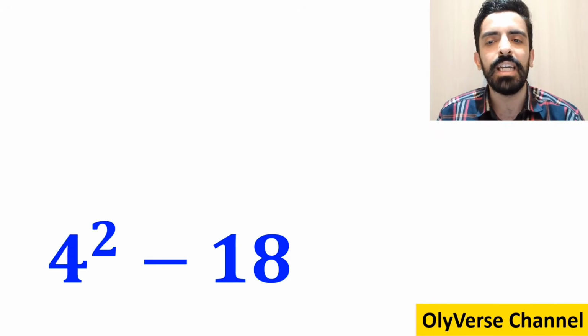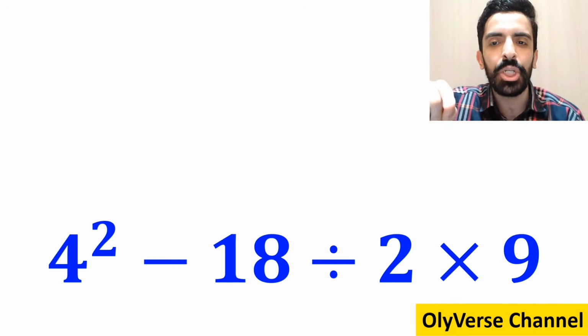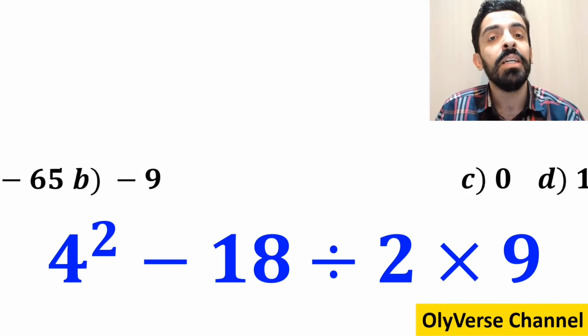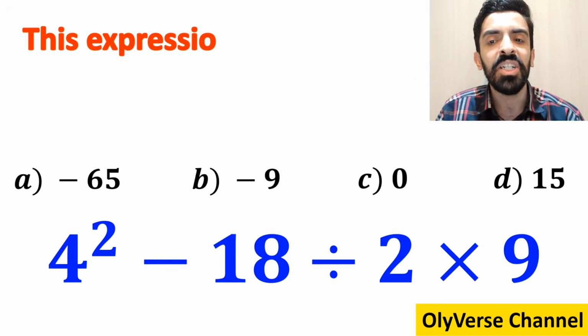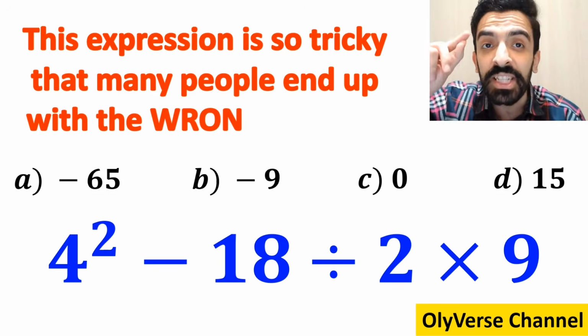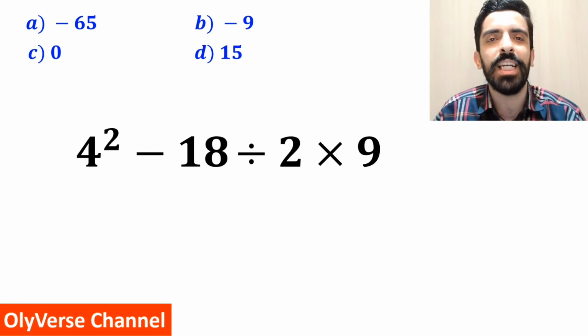What is the value of the expression 4 squared minus 18 divided by 2 multiplied by 9? Which option do you think is the correct answer to this question? This expression is so tricky that many people end up with the wrong answer. Let's dive in and break it down step by step together.